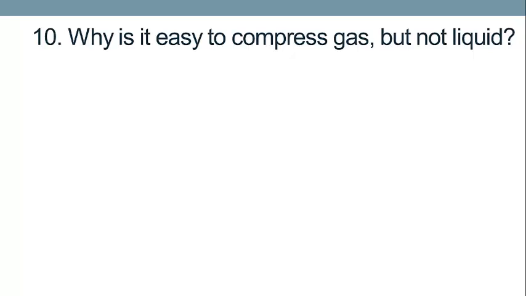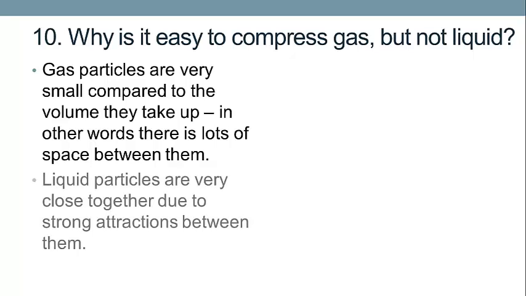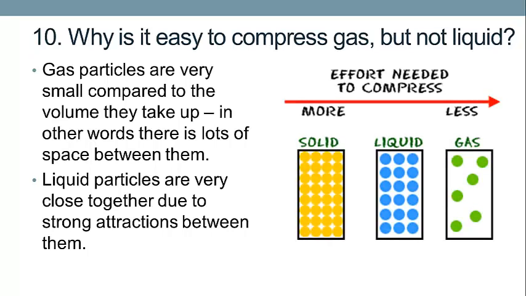Explain why it is so easy to compress a gas, but so difficult to compress a solid. Gas particles are very, very small compared to the volume that they take up, so there's lots of space between them. Liquid particles, however, have very strong intermolecular forces. They're very strongly attracted to each other, which means that they are very close together. Since there's so much space between gas particles, it's very easy to compress them together before they start touching each other. With liquid, they're already really close, and even more so with solid.